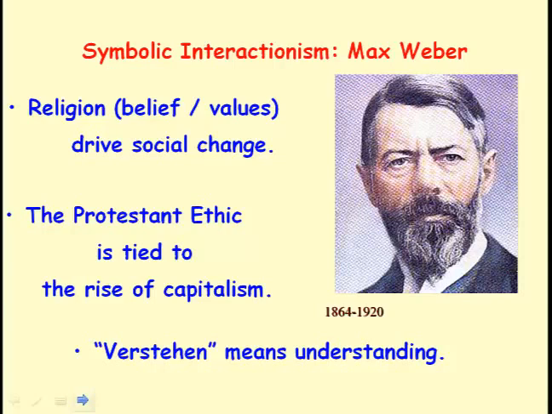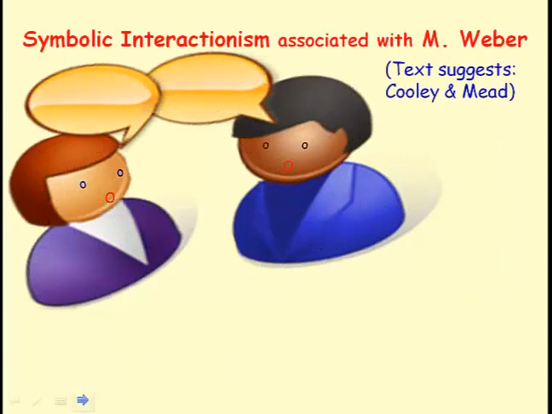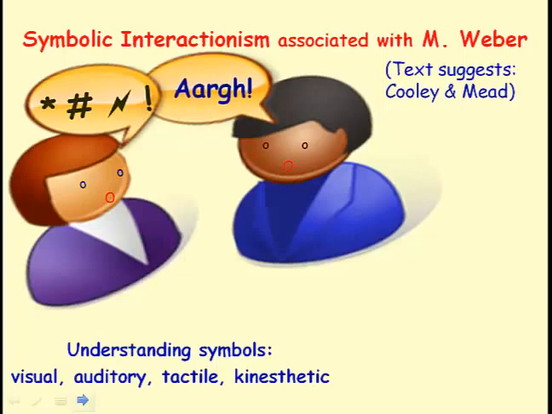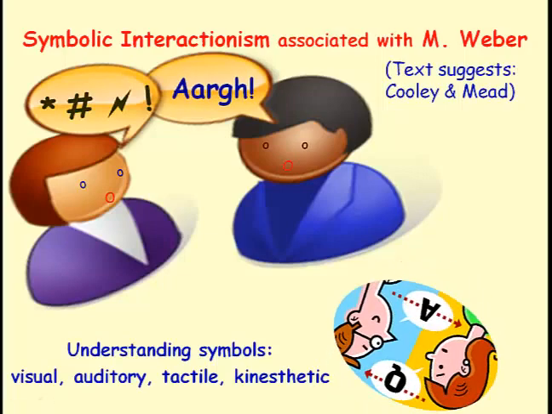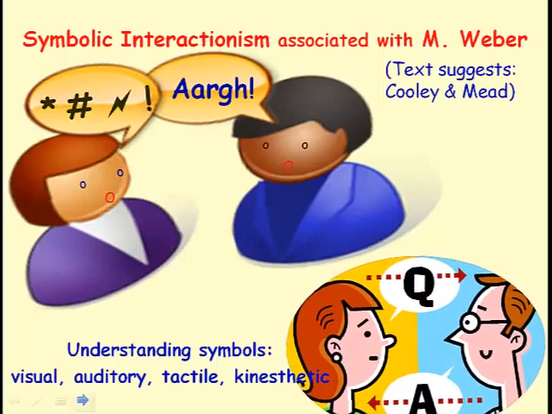So Verstehen is a German word meaning understanding, and Max Weber wanted to understand how our beliefs affected our individual behavior and how that behavior created social forces that affected society. Symbolic interaction theory is associated with Max Weber. Your text also includes Charles Horton Cooley and George Herbert Mead as major symbolic interactionists.